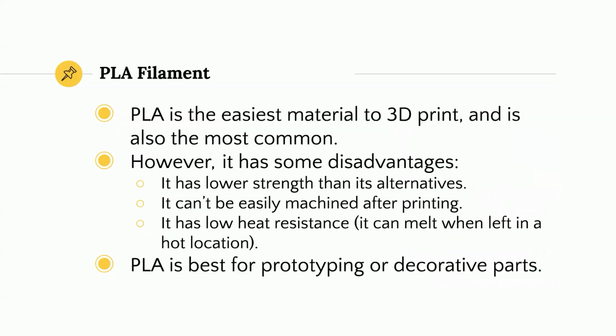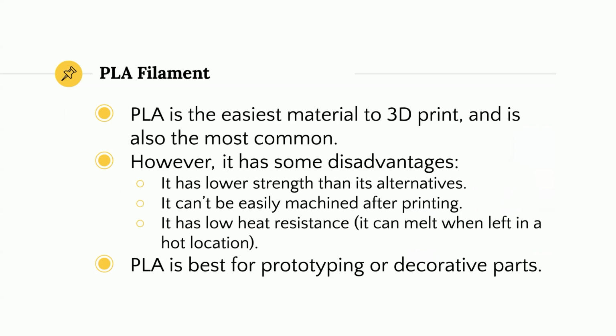PLA filament. PLA is the easiest material to 3D print and is also the most common. However, it has some major disadvantages, especially in FRC. It has lower strength than its alternatives. It can't be easily machined after printing, so sanding it or drilling it is just pretty difficult. It doesn't do well with that.